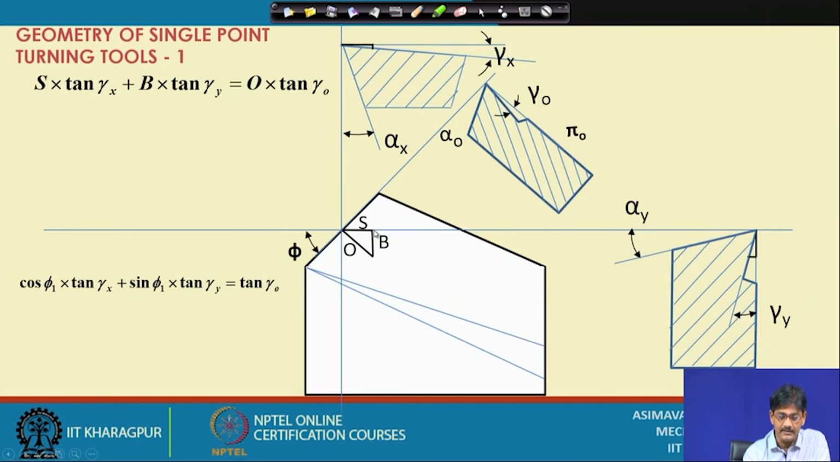S tan gamma x plus B, these two segments are equal to S and B respectively. O, S, B are the lengths of these segments, and naturally on this side B tan gamma y. So, B tan gamma y plus S tan gamma x must be equal to O tan gamma O. That is it. We need no other things in order to establish this basic relationship.